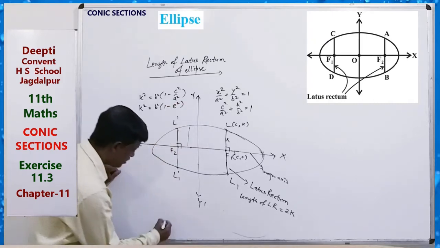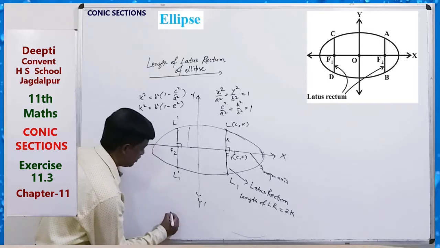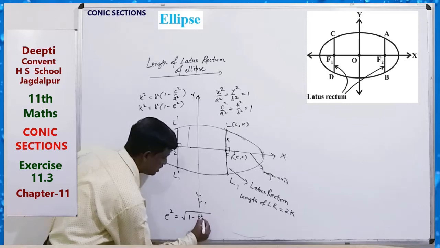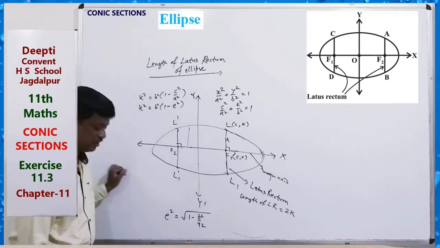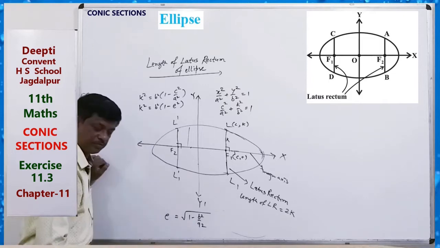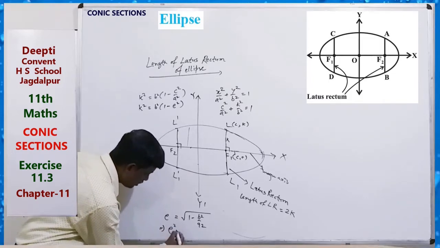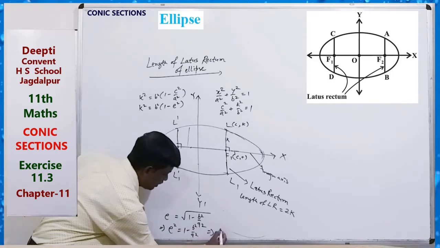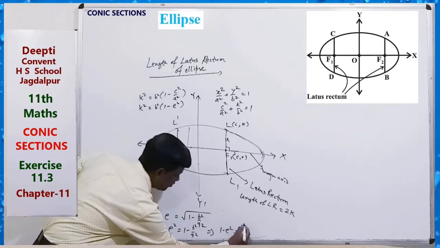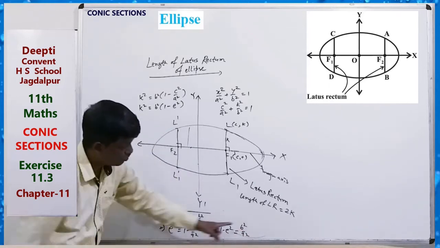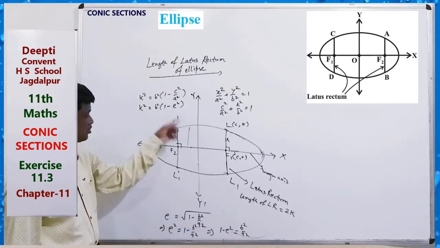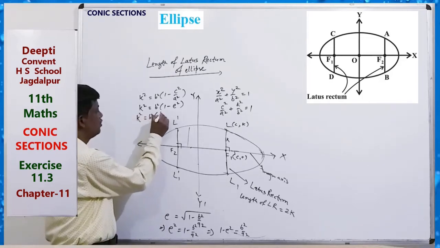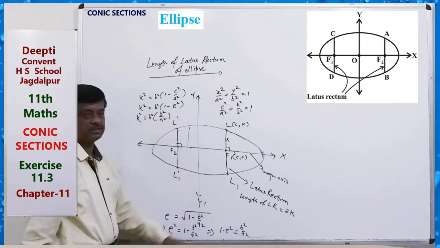And we also know that e equals root over 1 minus b square by a square. From here we can find e square equals 1 minus b square by a square. From here we see that 1 minus e square equals b square by a square. You can write k square equals b square into b square by a square by using this.